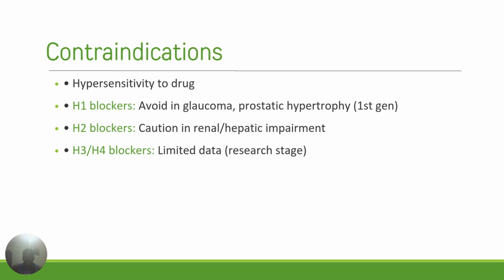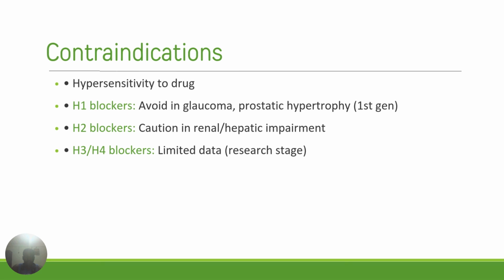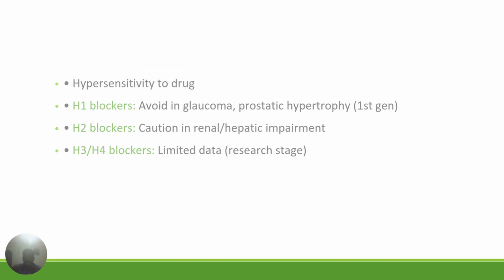The contraindications, this is where they shouldn't be used. So, if a person is hypersensitive to the drug, it should be avoided. Also, H1 blockers should be avoided in glaucoma and also prostatic hypertrophy, especially the first generation blockers. For H2 blockers, take caution in a patient with renal or hepatic impairment. For H3 and H4 blockers, it's still under research and more studies are being done to give more recommendations.